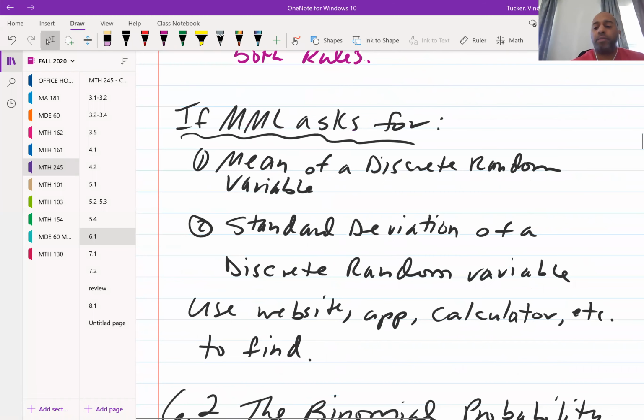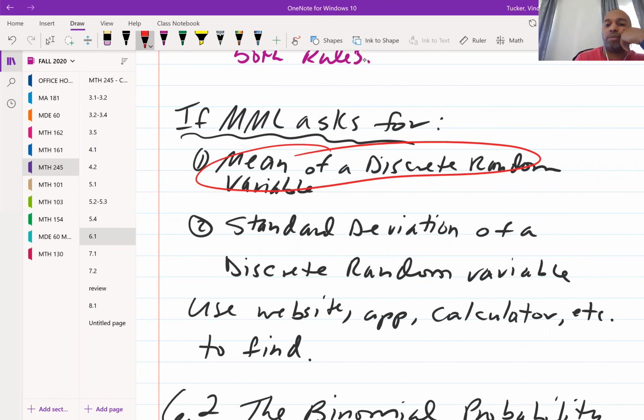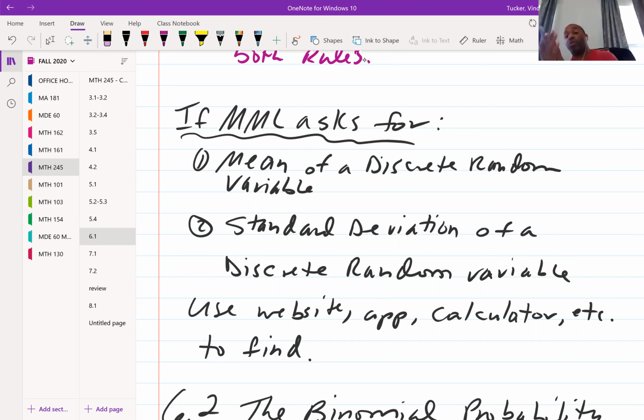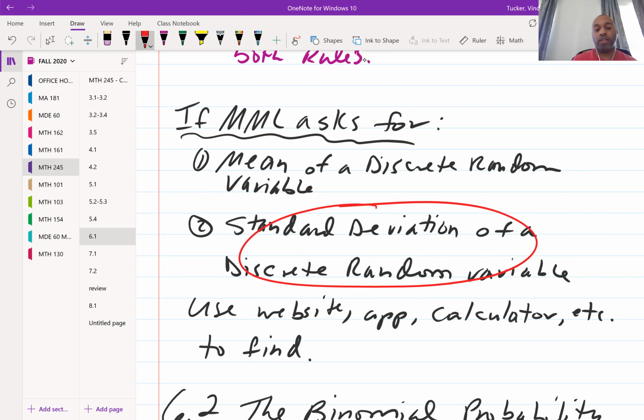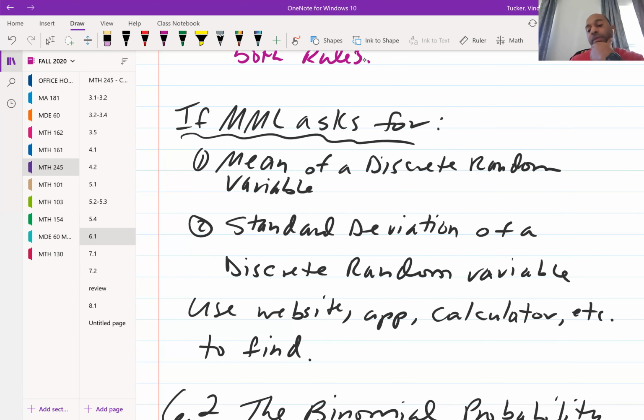Okay, so now, they may have changed a problem or two, but I forgot whether they did or not. When you go into MyMathLab, if they ask for the mean of a discrete random variable, you can just do like we did before when we talked about Googling that and then finding an app, website, or calculator that can do it for you. I'm not going to hold you to the process. Same thing here. If they ask for the standard deviation of the discrete random variable, if you Google that, a website or two will pop up and you'll be able to type in that information.